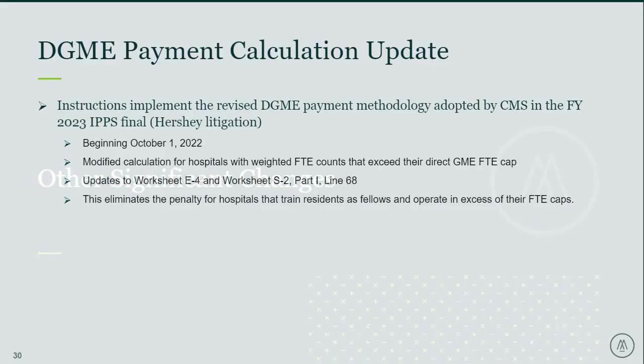The first is the GME payment calculation correction for the 2023 IPPS regs. CMS indicated they're going to fix a penalty that occurred when the weighted FTE counts exceeded the GME FTE cap. The correction for those is now included in the cost report on worksheet E4 and worksheet S2 in order to ensure that you get the greater of and get your FTE counts up to the FTE cap.